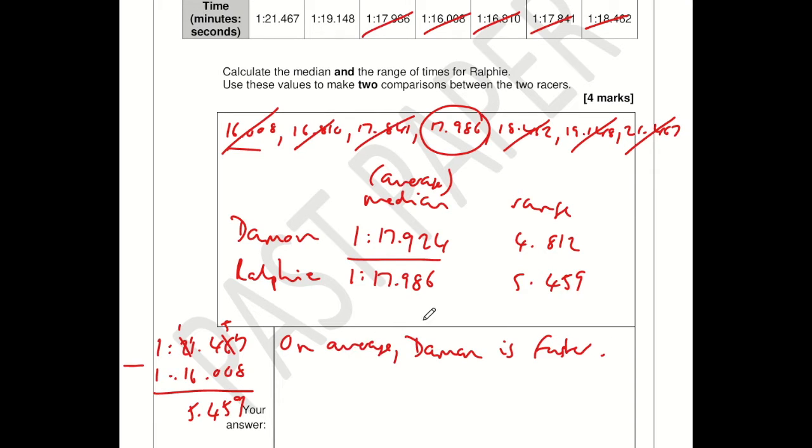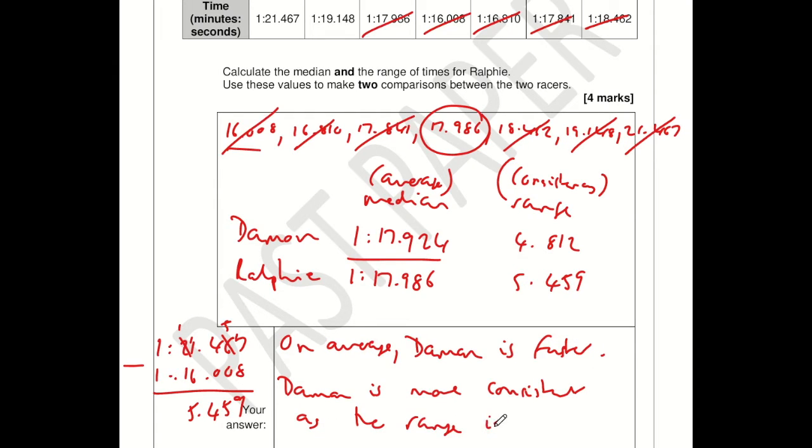And the other comparison is due to consistency. Okay, so range is all about consistency. Now, the lower the range, the more consistent. So we can say here that Damon is more consistent as the range is lower. Okay, so median, we're making a comparison about average, and range, we're making a comparison about consistency. And we are done.